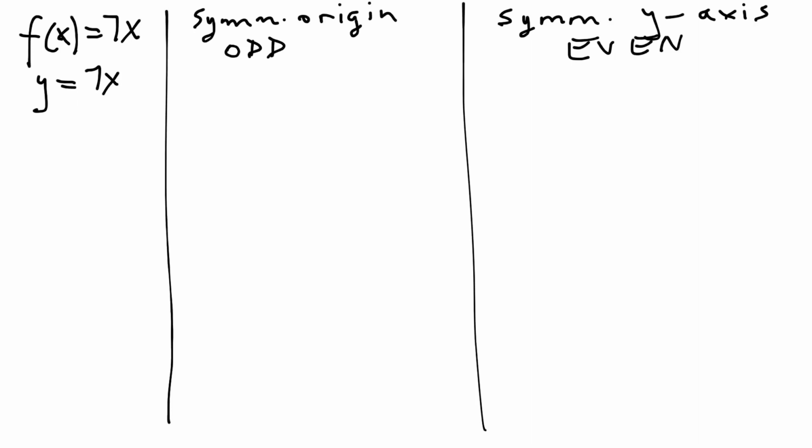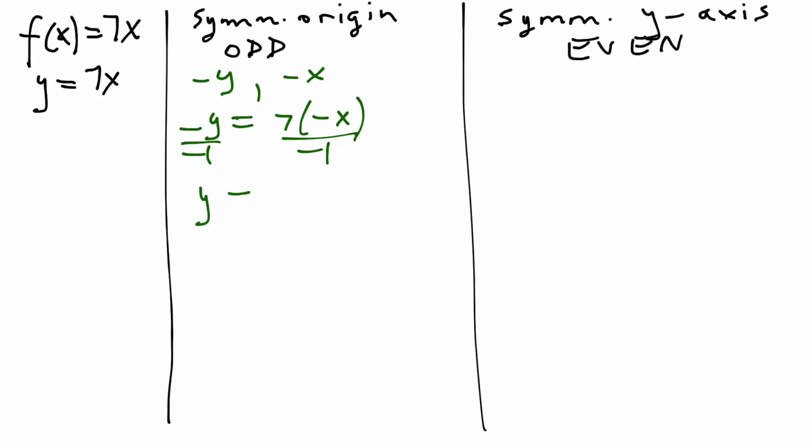All right, so to check for symmetry about the origin, you replace y with negative y and x with negative x. So negative y is equal to 7 times negative x, divide by negative 1, y is equal to 7x. This is the same as the original equation, so we believe that this function is an odd function. But we're going to check whether it's symmetric about the y-axis. I usually do both to uncover any mistakes that I might have made and also to make sure I understand it completely.